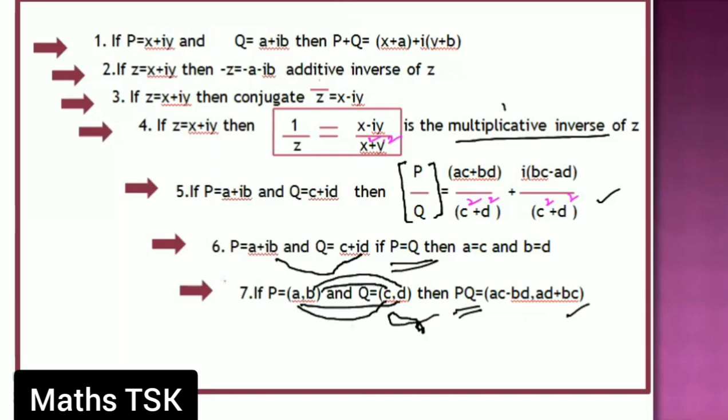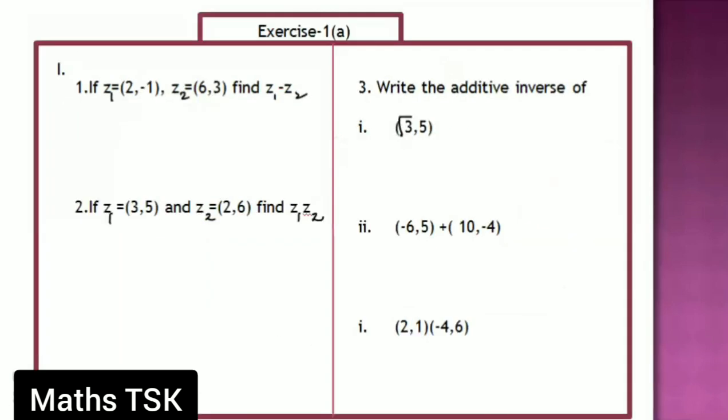Next we'll enter into the exercise. Look here, exercise 1a, first problem, Roman number 1. If z1 is equal to 2 comma minus 1, then instead of that you can write z1 as 2 minus i and z2 as 6 plus 3i.